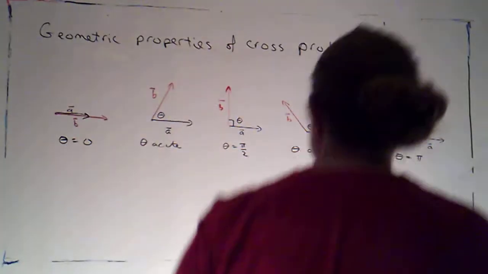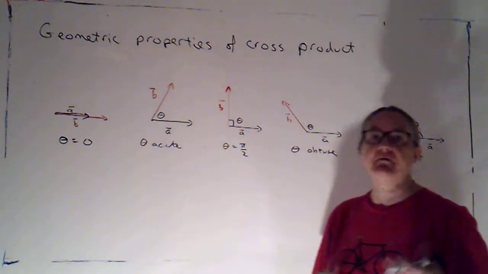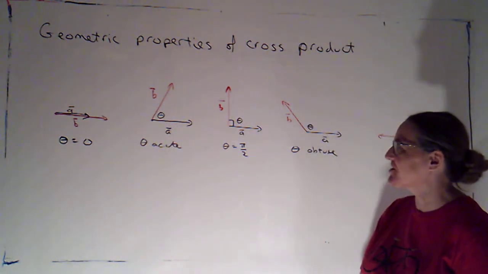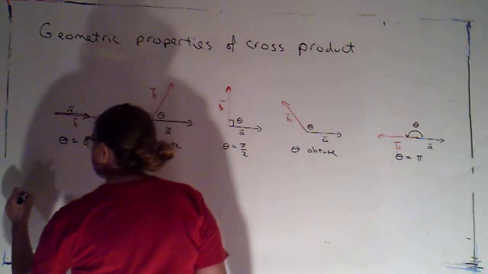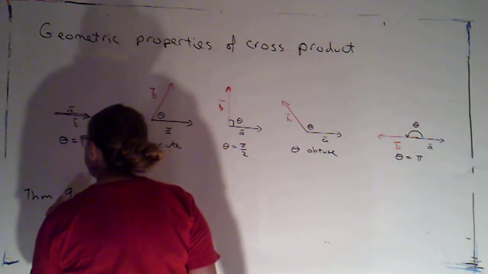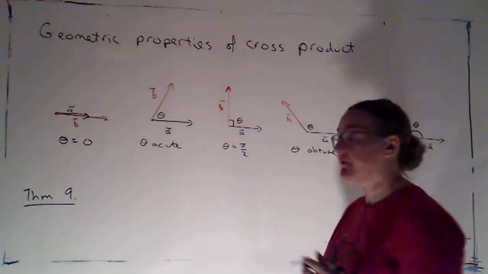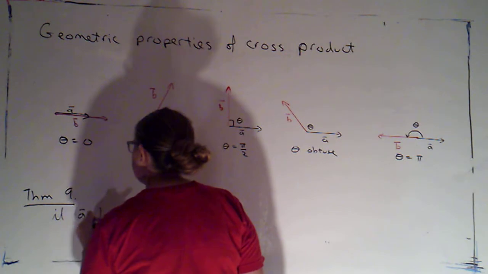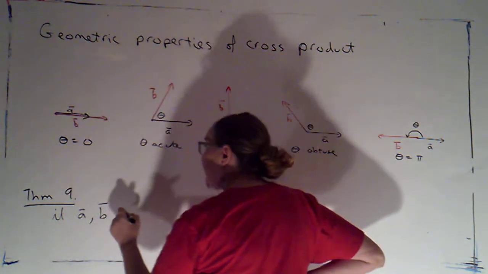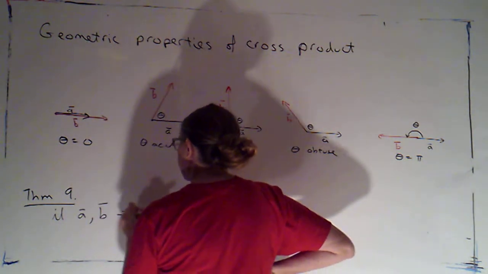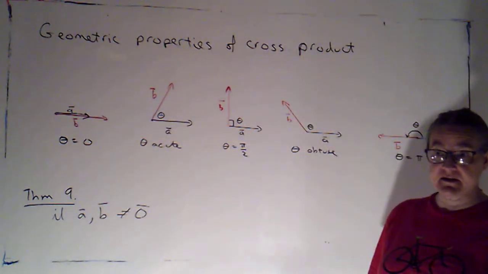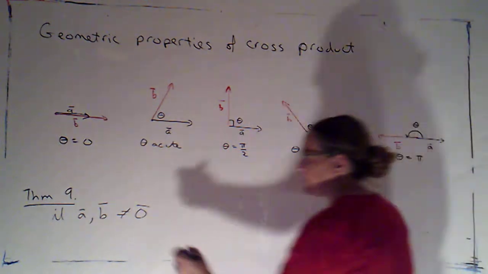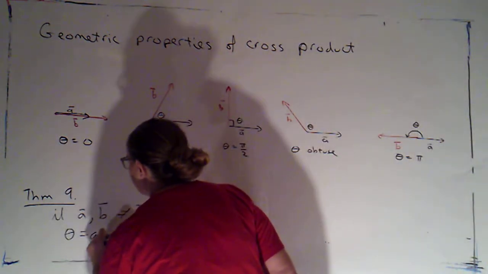Theorem 8 told us the significance of the direction of the cross product, assuming, of course, that the cross product isn't 0 and that it has a direction. Theorem 9 is going to tell us something about the significance of the magnitude of the cross product. And that's going to be if A and B are not 0, so neither one of them is the 0 vector, which means there's an angle between them. So theta is the angle between A and B.